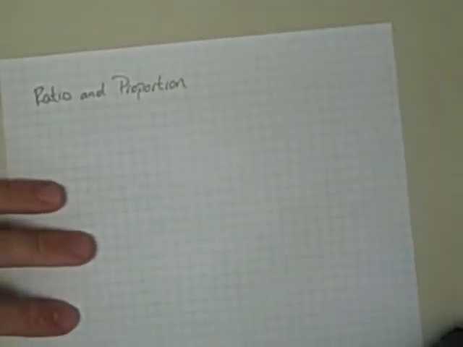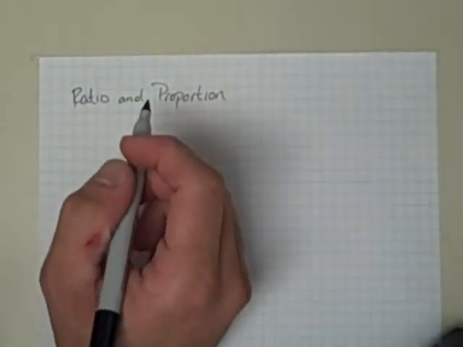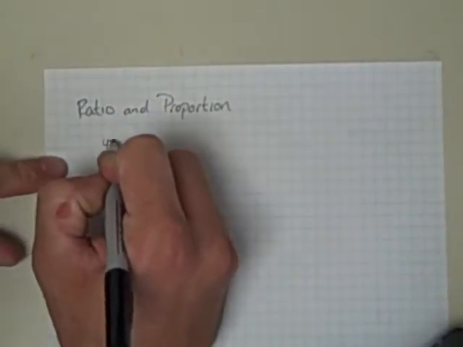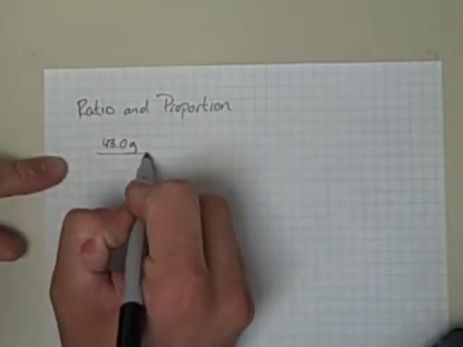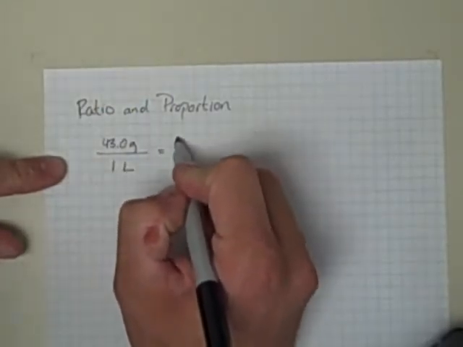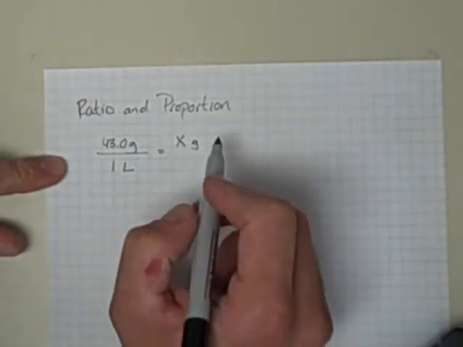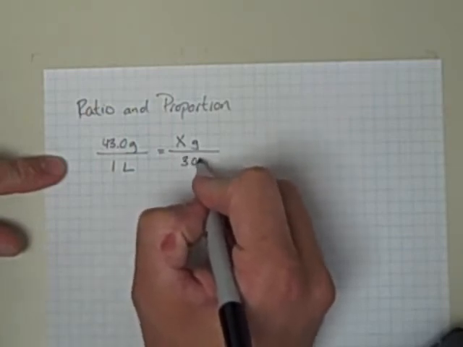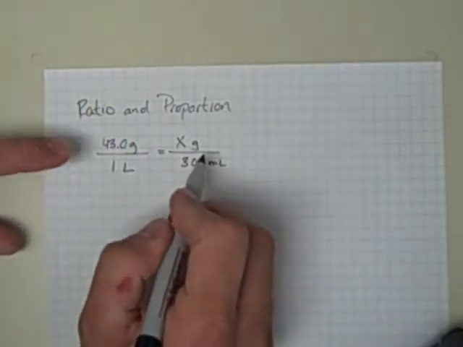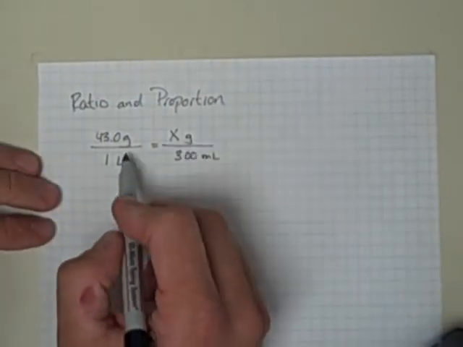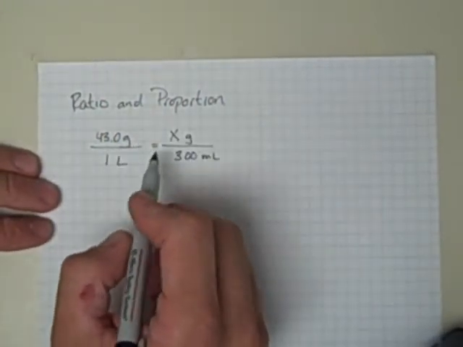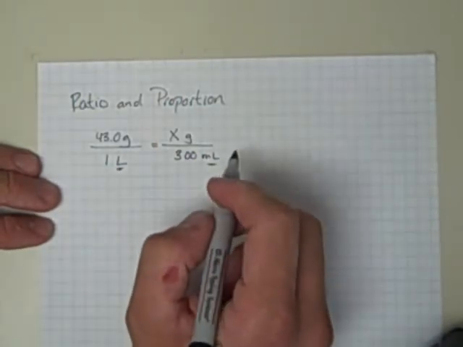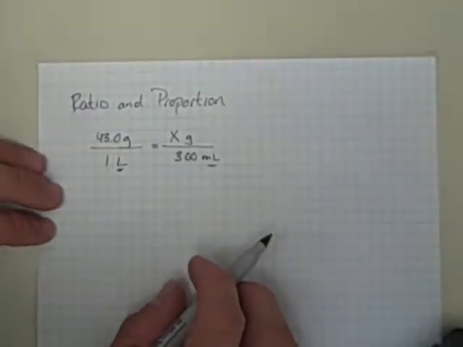So the best way to set this up is to simply work it out as two fractions that are equal to each other. I know that there are 43 grams in every 1 liter. I'm trying to find grams in this new quantity, so I can put my x right there, and the new quantity is 300 milliliters. Anytime I'm going to work with two fractions and I want them to be equal, I need to make sure that I've set the units equal to each other. I can't have liters here and milliliters there. I need to do something to make them equal.